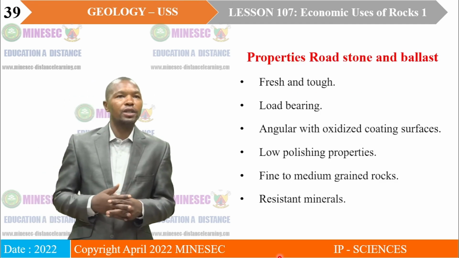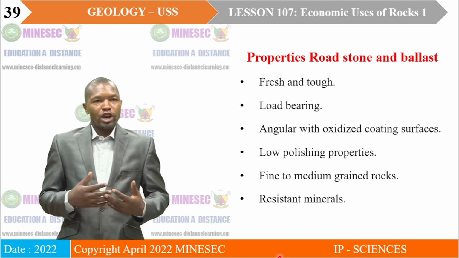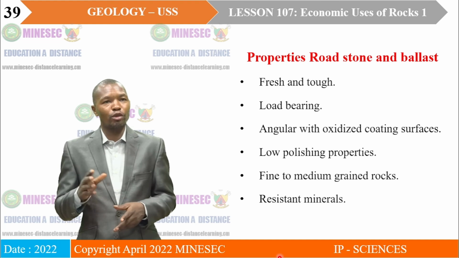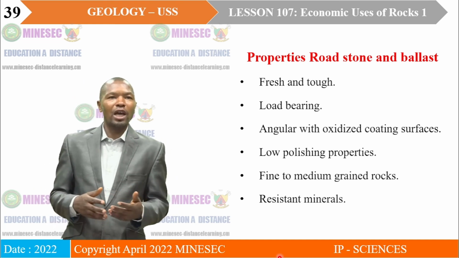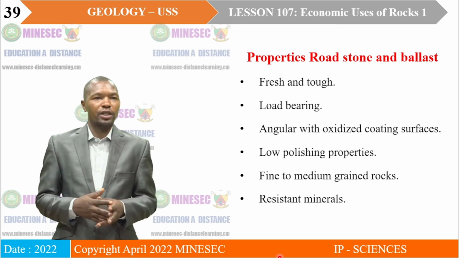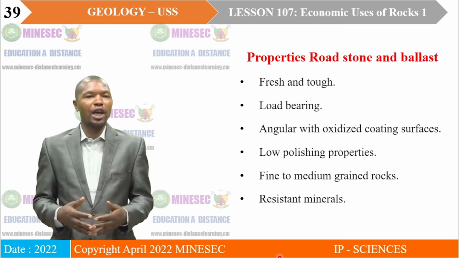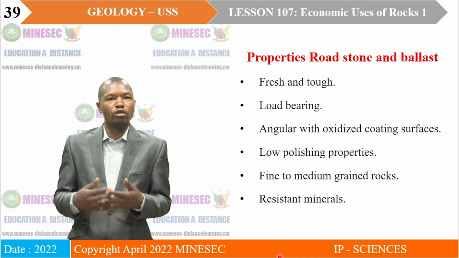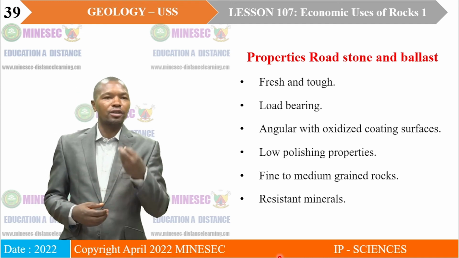The properties of roof stone and ballast: they should be fresh and tough. They should not be weathered materials. They should be load-bearing. They should be angular with oxidized coating surfaces. And they should have low polishing properties, as well as be fine to medium-grade rocks. They should contain resistant minerals.